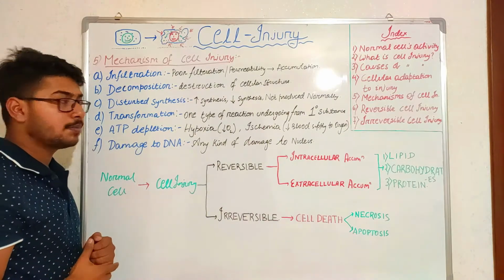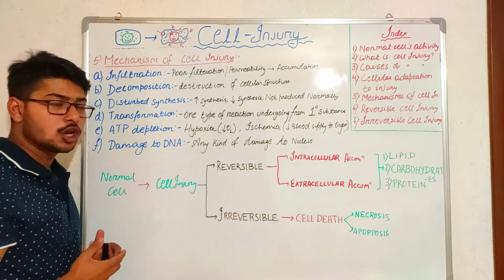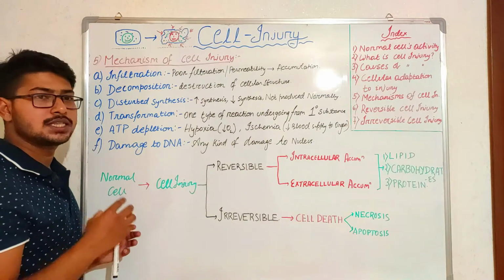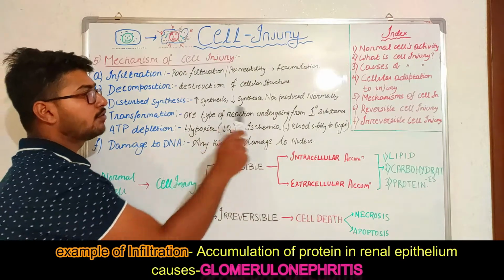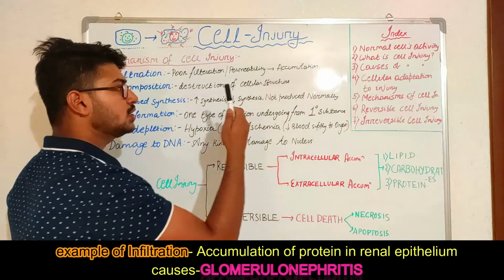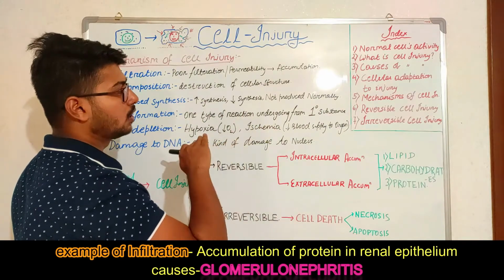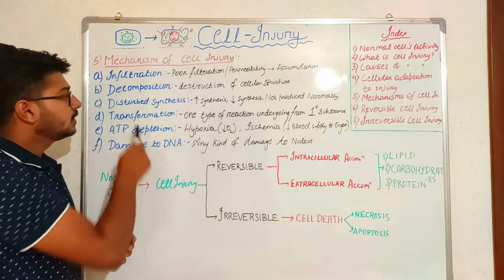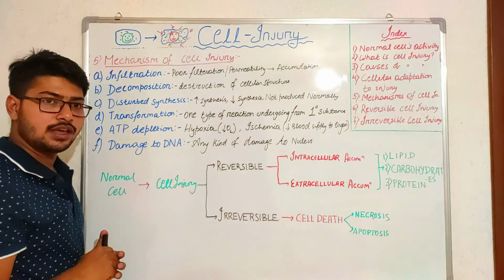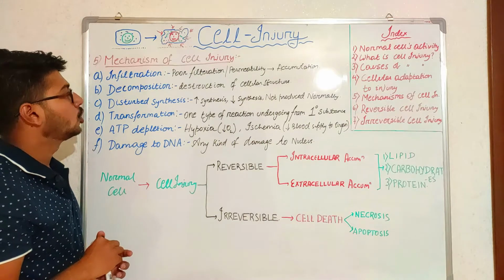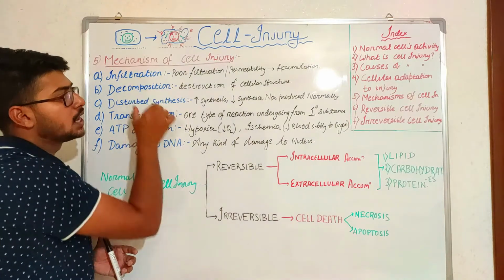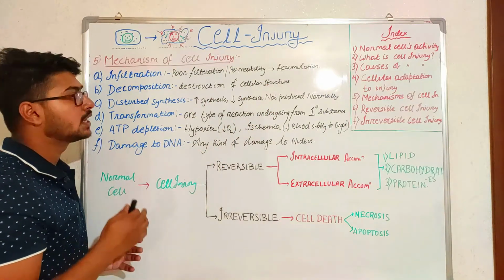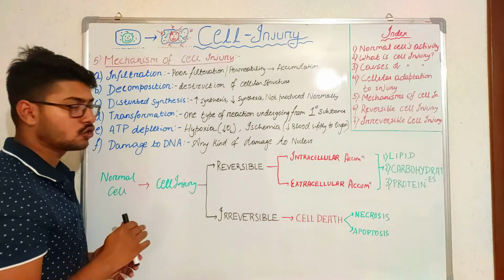In infiltration, what happens is there is poor filtration or permeability of certain materials, such as proteins, lipids or fat, that in future get accumulated and cause certain diseases, which is a part of cell injury. Then decomposition. In decomposition, if certain materials act through this mechanism, the cellular structure gets directly affected and the cell structure gets destroyed.